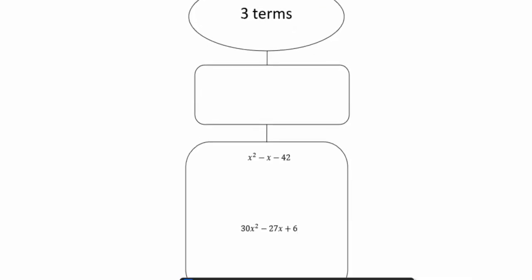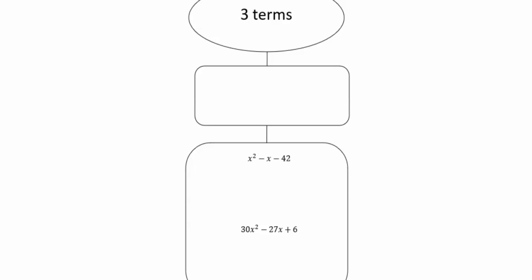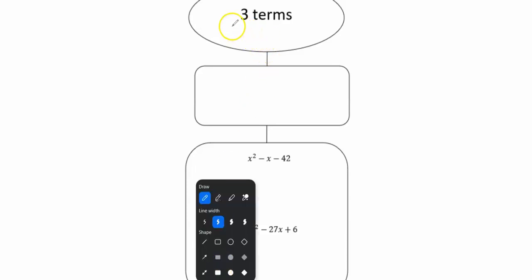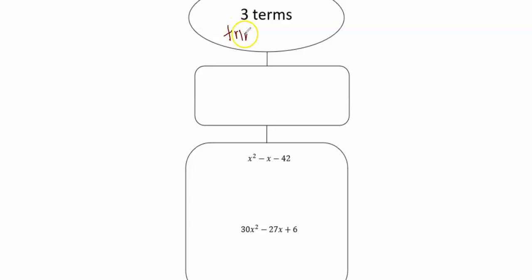When I have 3 terms, I call this a trinomial. So when I have 3 terms, that classifies as a trinomial. And we do ACB, then grouping, or ACB tree. Then factor by grouping.